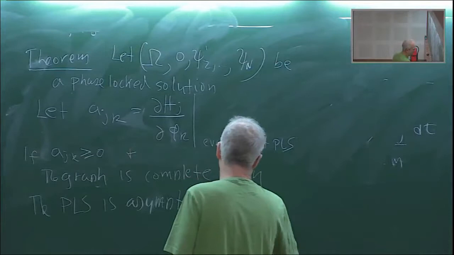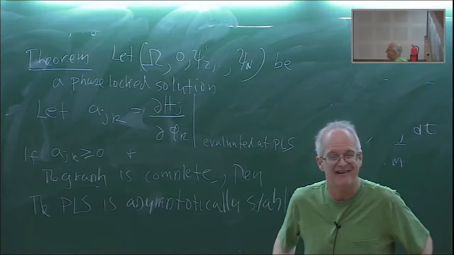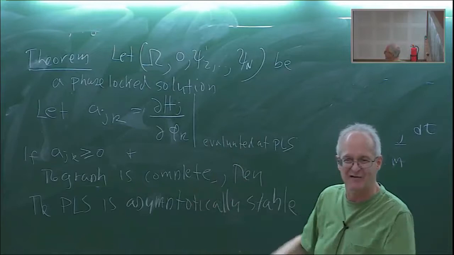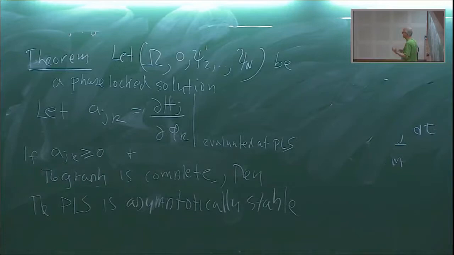That's a sufficient condition, not necessary. But it's really easy to check, because all you have to do, once you find the phase lock solution, is look at the derivative of the functions in the links. But this is a sufficient condition, but not necessary. Do you understand the difference between necessity and sufficiency? Okay.